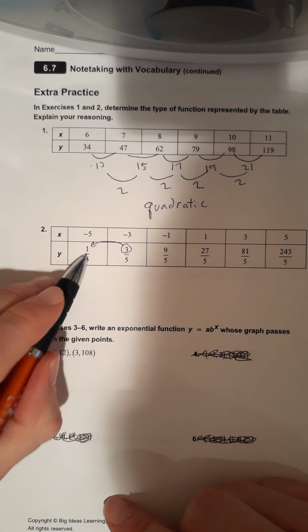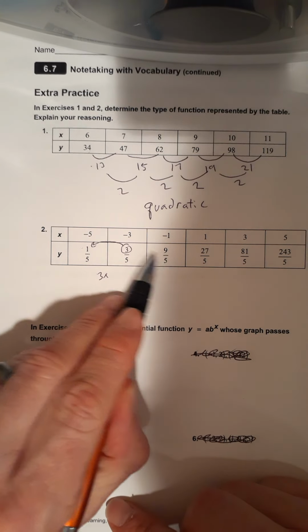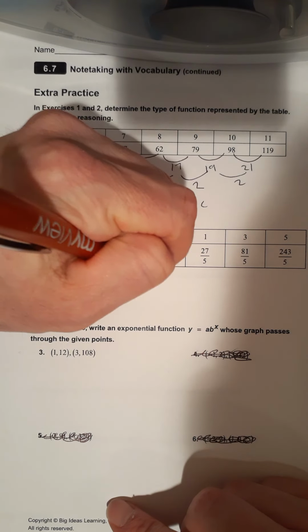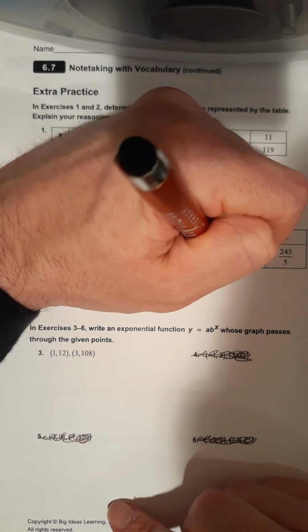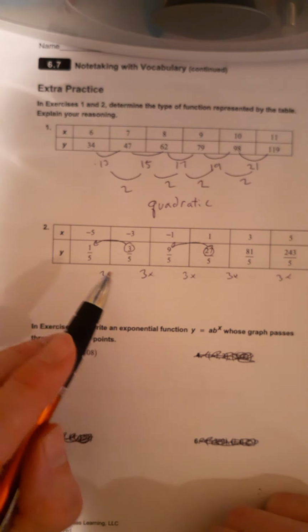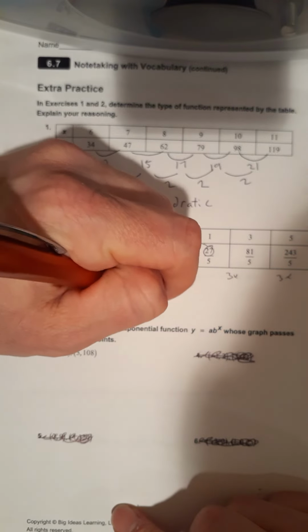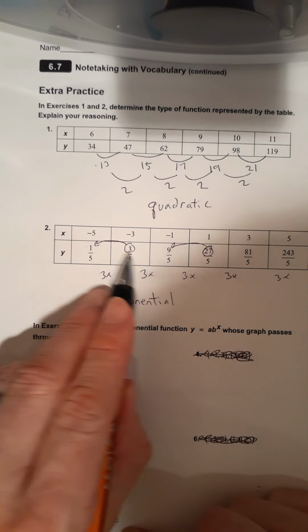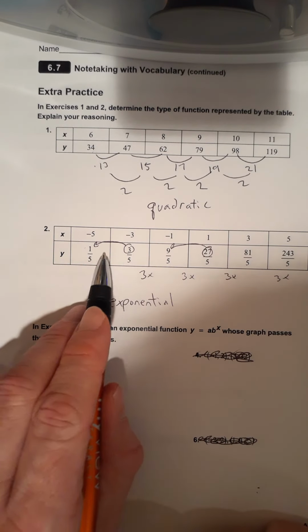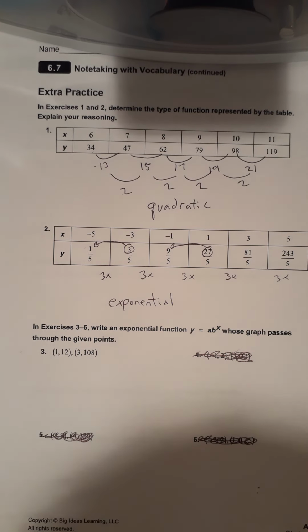3 is 3 times as much as 1. 9 is 3 times bigger than 3, so it got multiplied by 3. 27 is 3 times as much as 9. It's 3 times bigger each time. So this right here is an exponential function, because to get the y values, you're not adding a certain amount each time. You're multiplying. Every time you multiply this fraction by 3, you get to the next one. So that one's exponential.